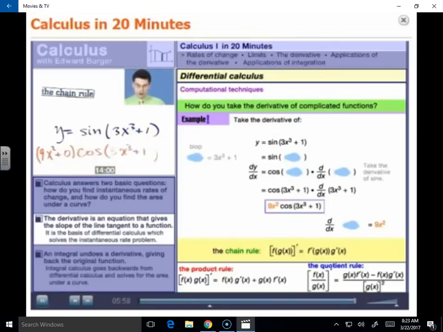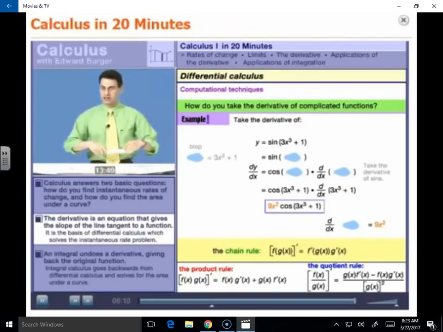Always remember, though, when you take the derivative, if you have sine of blop, the derivative is cosine of the blop. Don't put the derivative in there. Put the blop and multiply by the derivative of the inside. That's the key to the chain rule. Now we got the chain rule.